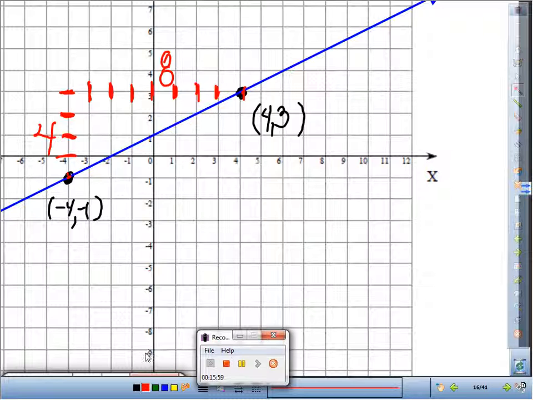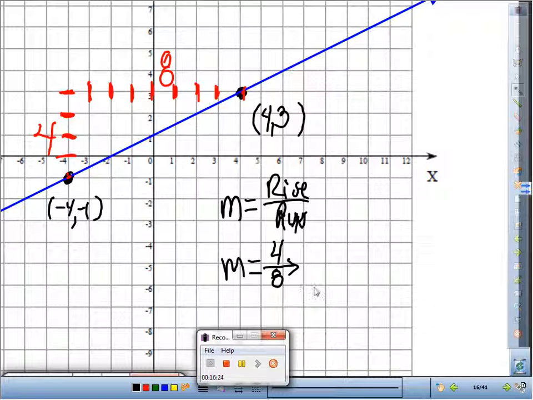So let's write our slope. What letter did we use for the slope? What symbol? M equals rise over run. Okay, so M equals, what was the rise? 4, and what was the run? 8, and if we simplify that, which is step 3, 1 over 2. That's it.